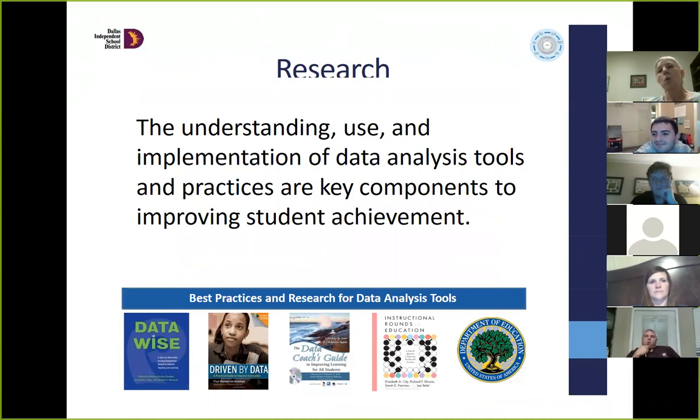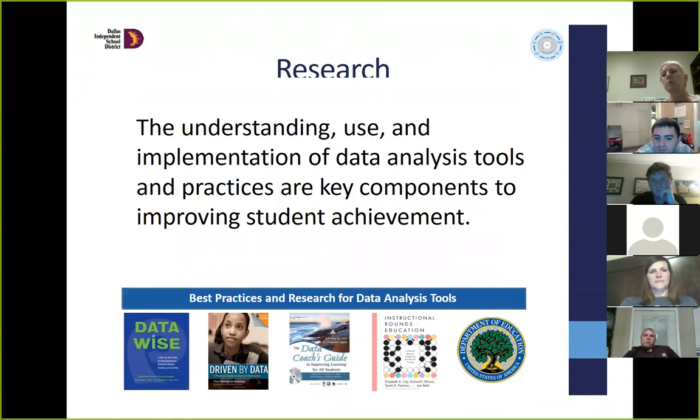So we looked at several research models, and there's a million different models out there, guys, let's be honest. But we chose to focus on 5 different tools. DataWise, obviously one of our textbooks. Another one, Driven by Data by Paul Bambrick-Santoyo. We use that book a lot. We also looked at the Data Coach's Guide. It's sort of a practical handbook.